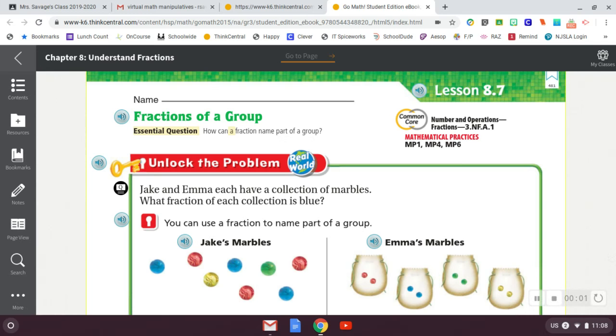Good morning, everybody. I want to talk to you about our next math lesson, which is Fractions of a Group, lesson 8.7. We're going to be talking about how you name a fraction of a group. Okay, we want to name part of a group, and we're going to give it a fraction name. So let's take a look here at Jake and Emma's marbles.